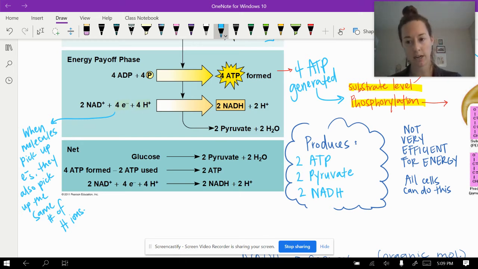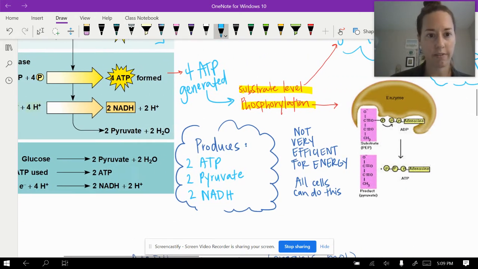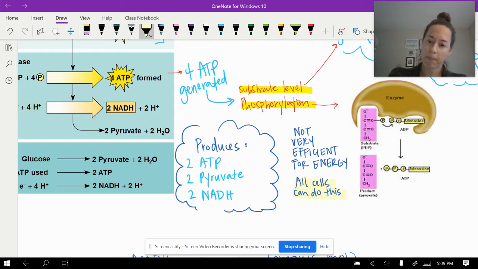Okay, that is glycolysis. Something very important to say is that every single type of cell can do glycolysis, which I am highlighting right here. Every cell can do glycolysis, whether it is a bacteria or an animal cell or a plant cell, what have you. And also that glycolysis is not super efficient for producing energy. It's doable, but it's not the best. So keep that in mind as we go forth.